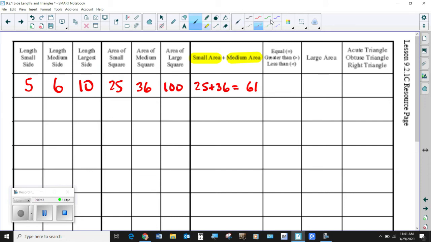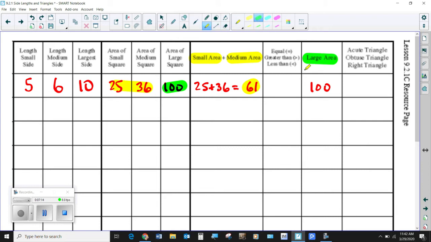So let me just go ahead and highlight this. You're supposed to take these two guys right there and add them together. Actually, let me color coordinate that. OCD taking over. Take those two and add them together. Then take the larger area, which is this one right there, and write that in here. And that larger area is 100.